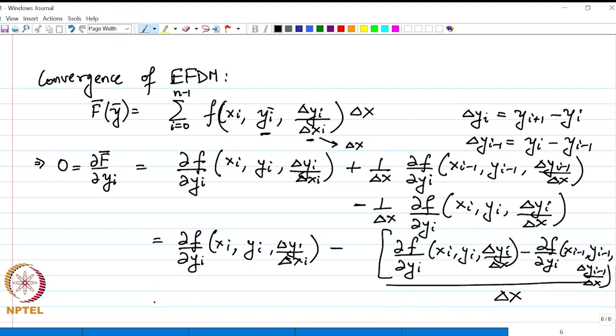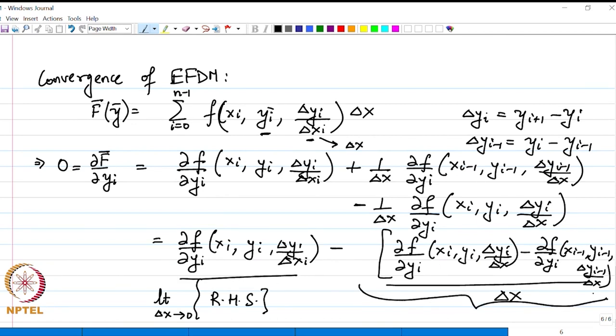Notice this. Let me now take the limit delta x goes to 0 on this right hand side. The right hand side involves this term as well as this whole term, and we see that in the limit delta x goes to 0, this quantity is nothing but the partial f partial y, and this particular quantity is nothing but the negative of the ordinary derivative with respect to x of the partial. There is a slight error here. We have del f del y prime, since we are differentiating with respect to the third argument, which is y prime. In the limit, this becomes the regular derivative with respect to x of the partial f partial y prime.